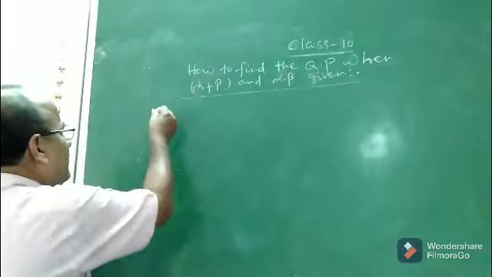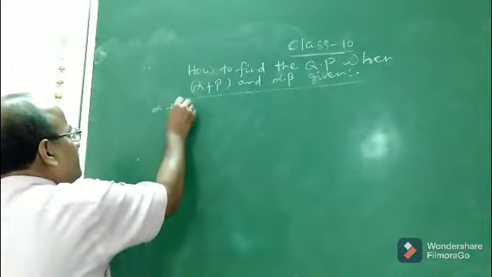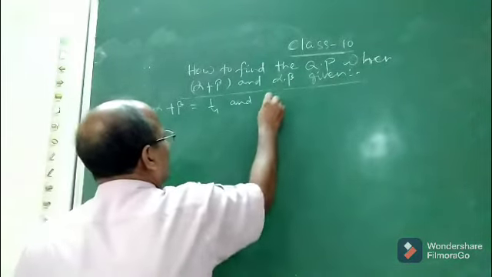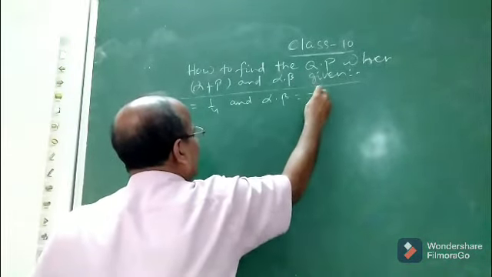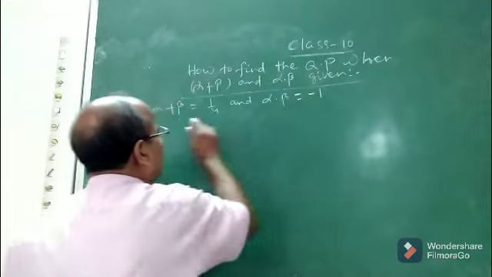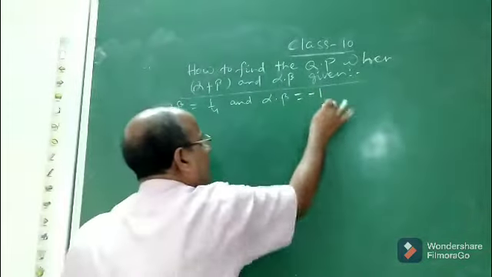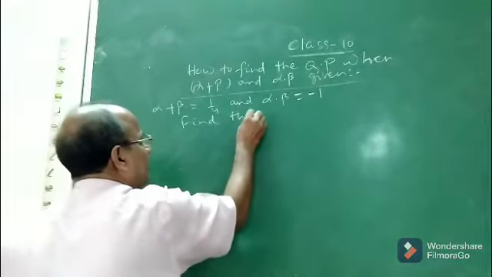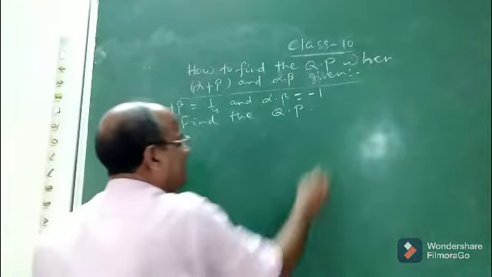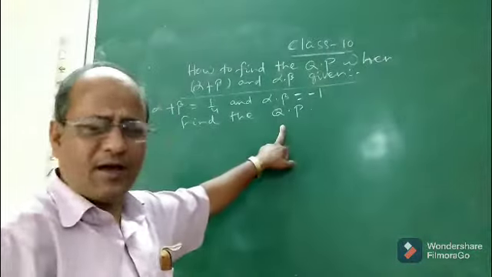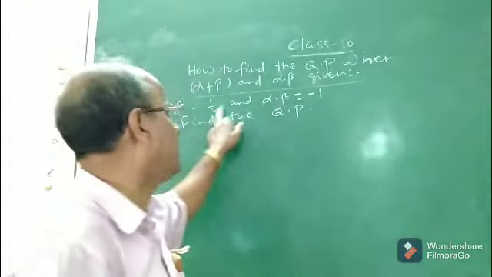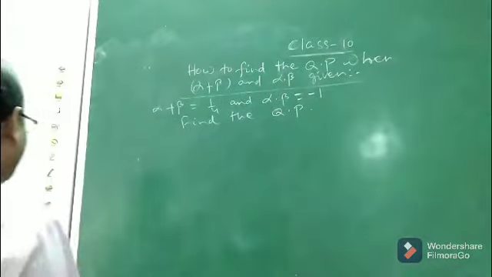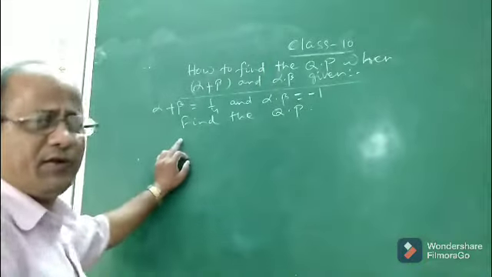Suppose I am giving one example. Suppose you are given the sum of zeros, alpha plus beta, equal to 1 by 4 and the product of zeros, alpha into beta, equal to minus 1. What is the question? Find the quadratic polynomial. That means, what will be the quadratic polynomial whose sum of zeros is 1 by 4 and product of zeros is minus 1? How to find it?